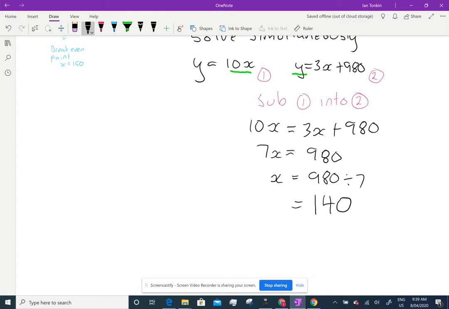So finding the break-even point by solving simultaneously. And you can find out the y value of that. So y equals 10 times 140. So we're subbing into equation number 1. We get 1,400. All right. That's where the costs and the income are exactly the same. So when Paula sells 140 roses, she gets 1,400 and it costs her 1,400.